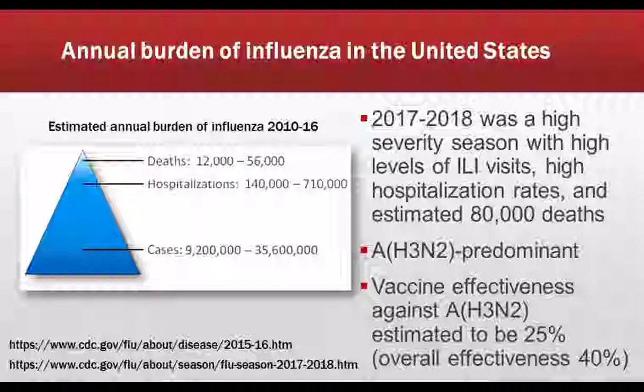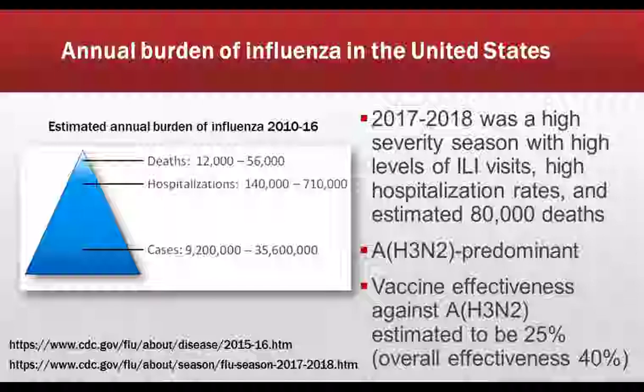This past flu season, 2017-2018, was characterized as a high severity season. High levels of influenza-like illness visits, high hospitalization rates, and an estimated 80,000 deaths. So think about that for a second. If I said that there was an infectious disease that caused between 12,000 and 80,000 deaths a year among Americans, you'd probably say, oh, I wish we had a vaccine to prevent that. Well, indeed, there is such a disease and there is such a vaccine, and yet many people who would benefit from vaccination don't get vaccinated.